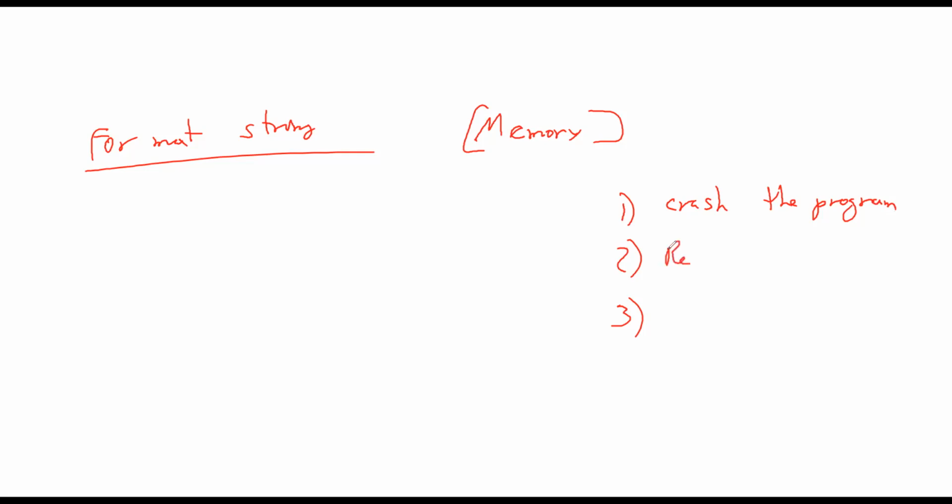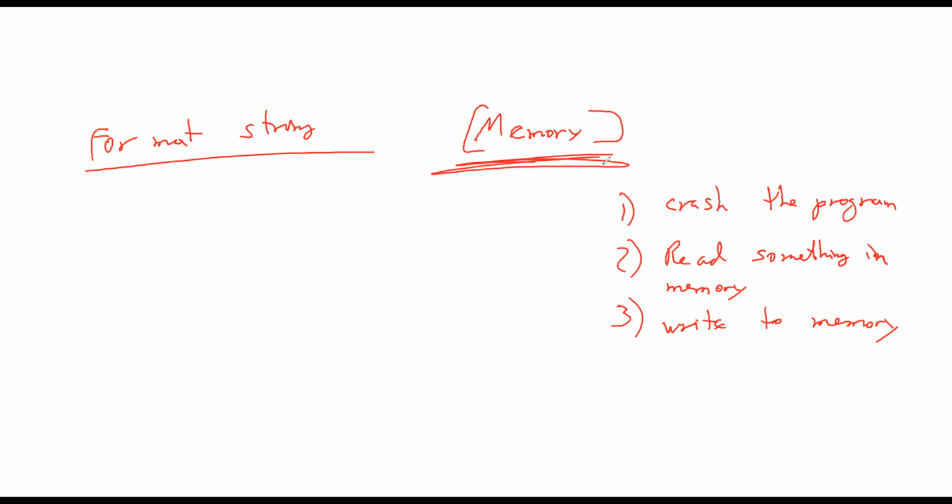The next one is read something in memory. And the third one is write to memory, and that's the most dangerous. This time around, when we're writing to memory, we're going to write something very basic. In the next set of labs, we will write something more complex. But it's really important that you understand this idea that the format string lab is really about memory.